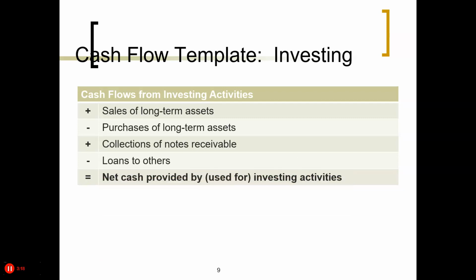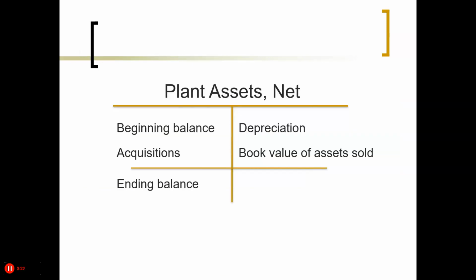Now the only item that you might have to do some work on is they'll normally show plant assets net, which means they're including accumulated depreciation. So remember, it has a beginning balance. We subtract depreciation expense. We're going to have to look at the income statement. Then we're going to see, have there been any acquisitions or any assets sold? And that'll give us our ending balance.